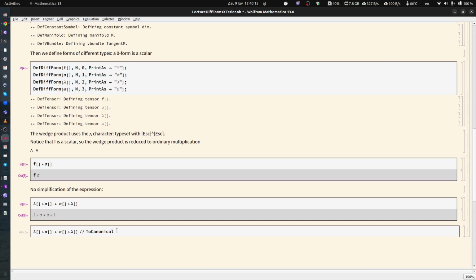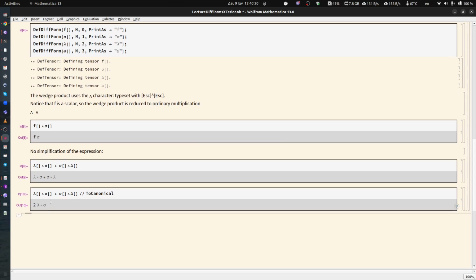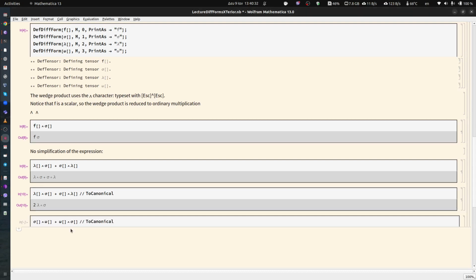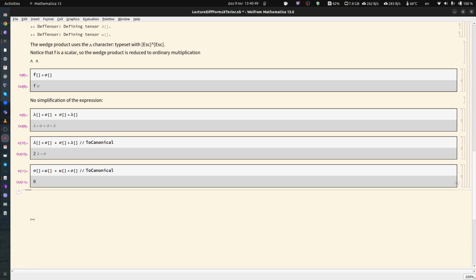But in this simple case, it means putting lambda and sigma in the correct order by applying the properties of the wedge product, and that will show us that the wedge product is commutative in this case. Of course, this is not true when we compute the product of any two forms, and now that we multiply a 1-form with a 3-form, the wedge product is anti-commutative, and by using ToCanonical we obtain this result.